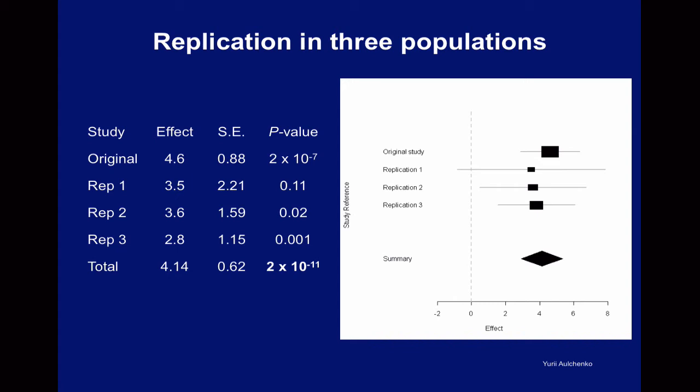When we combine all this in a meta-analysis, the joint p-value is 2 by 10 to the minus 11. To me this is a very convincing p-value, and it's smaller than 5 by 10 to the minus 8. So you can claim a genome-wide significant association for this SNP, and without these replication samples, that would not be possible.